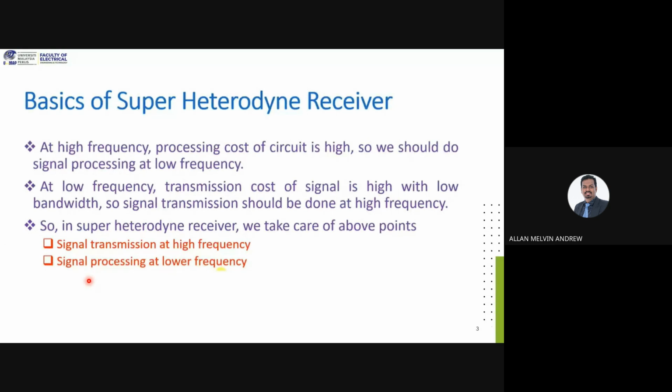So you need two separate processes. Before transmitting, you need to process the signal first. For signal processing, you bring it to a lower frequency, do whatever touch-up you need, so you have already improved the signal. Then you must have a step-up process, where from low frequency you make it high frequency before you transmit it. So there are two separate processes that we need to combine, and the super heterodyne receiver has these two processes inside.